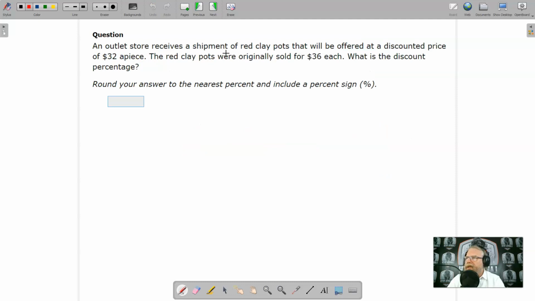An outlet store receives a shipment of red clay pots that will be offered at a discount price of $32 a piece. The red clay pots were originally sold for $36. What is the discount percent? So this is our original amount, and this is our new amount over here. In order to get a positive numerator, we're going to have to do 36 minus 32. Our original amount is the denominator, so that's 36.